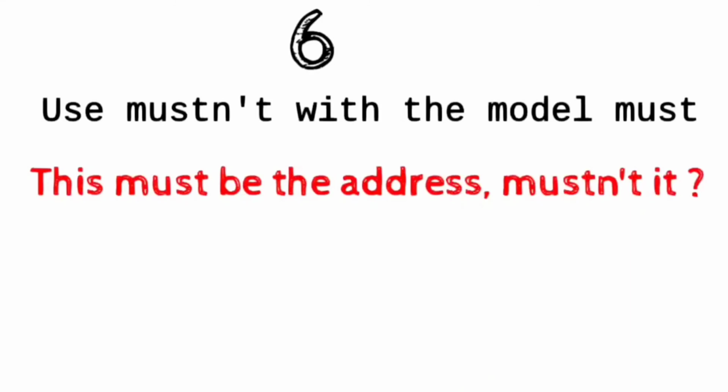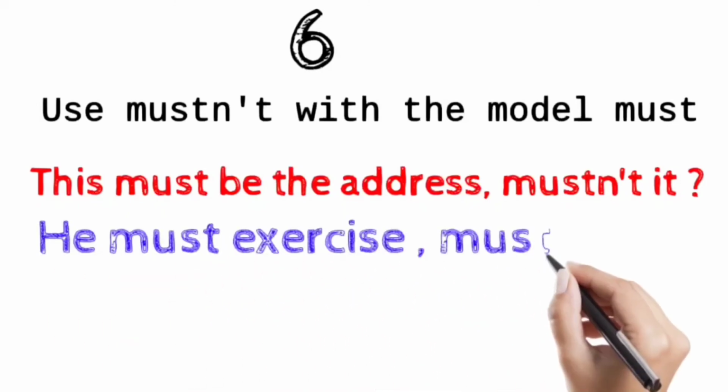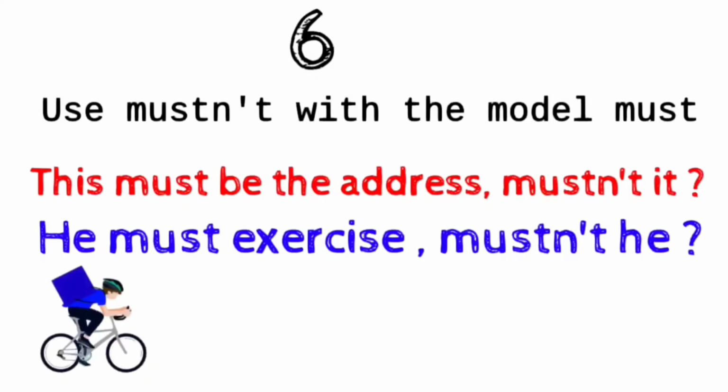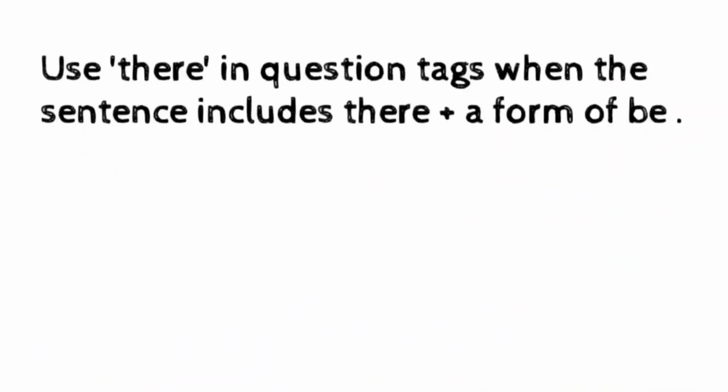For must, we will use mustn't in the question tag. He must exercise. Mustn't he? Here also for must we will use mustn't. You should read it as mustn't. Mustn't he?